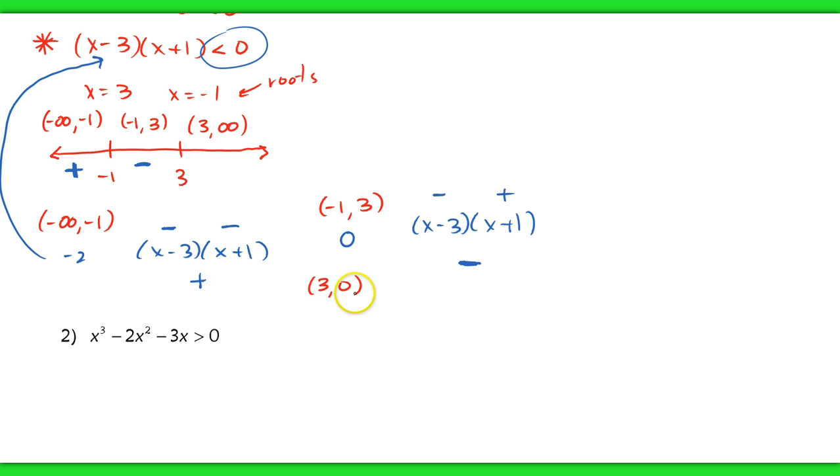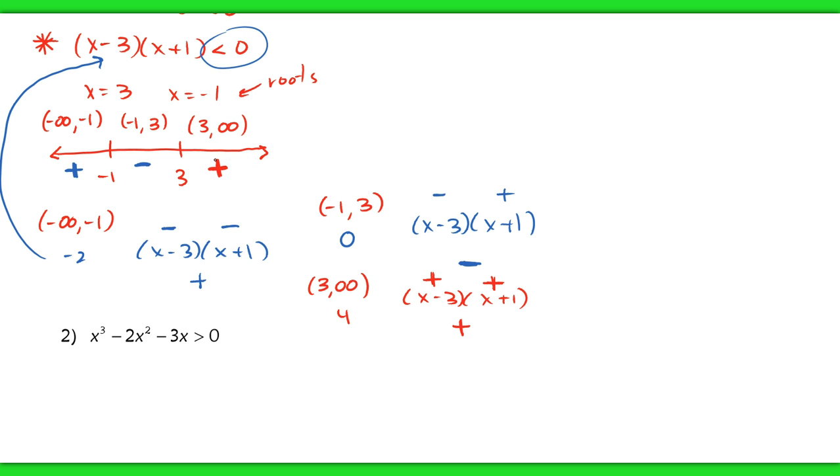Now the last one to test is from 3 to infinity, not 3 to 0, that doesn't make any sense. From 3 to infinity, I can pick any number. We can pick the number 4. Let's try 4. If I test it within x minus 3 and x plus 1, this part will always be a positive. And if I plug in any number that's greater than 3, it will also always be positive. So when I multiply those two together, I get a positive result for that polynomial. So I'm going to put a positive sign here.